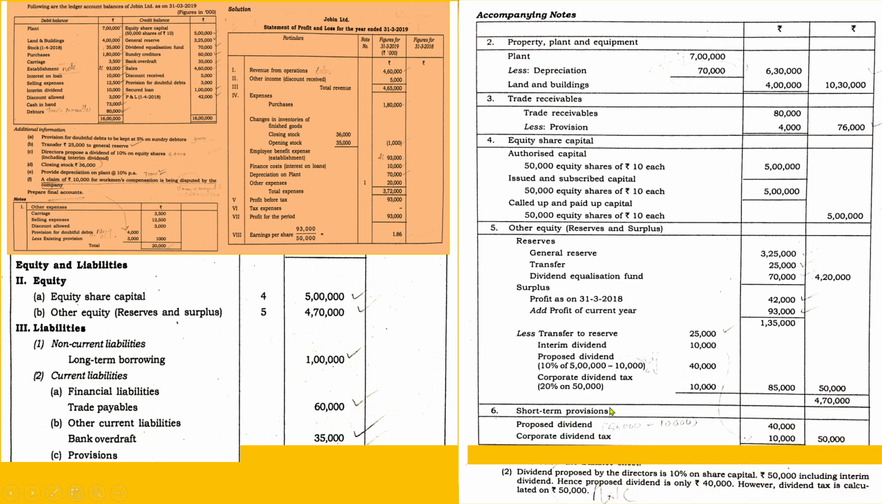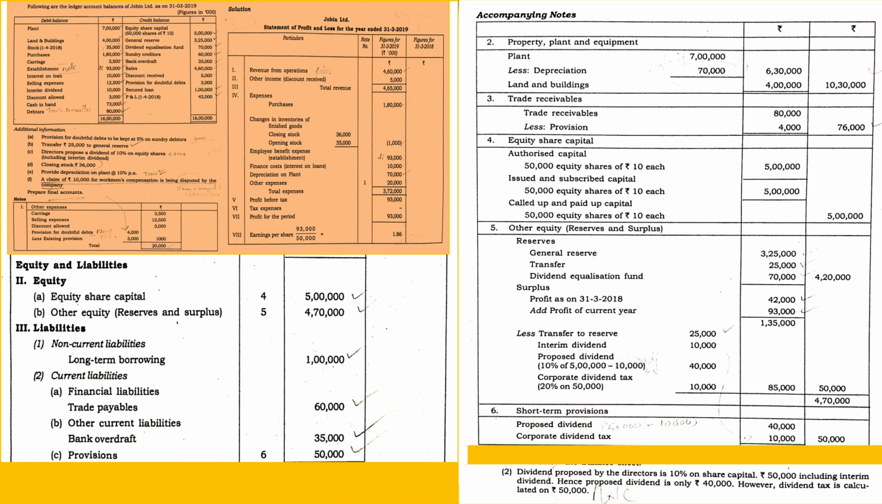Remember, under provision we can include only proposed dividend. Interim dividend cannot be provided. So proposed dividend is only 40,000. So take the 40,000. After that, corporate dividend tax 10,000. And you may think that there is a provision regarding doubtful debts, but we already adjusted the doubtful debts on the debtor side, so we don't need to consider that provision here. So the provisions amount is 50,000, and we have included almost all the items of assets as well as liabilities.